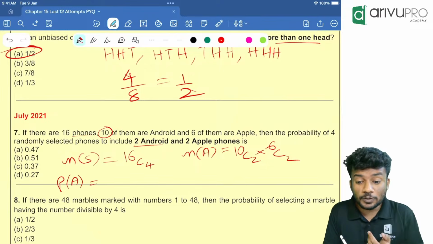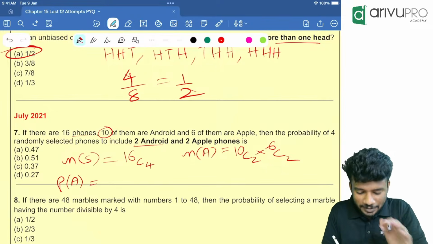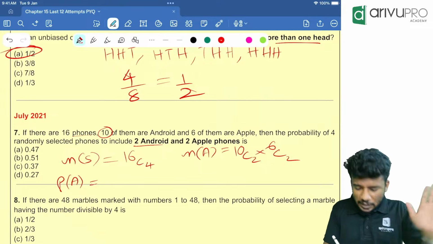If you know this basic logic, everything will be fine. In probability, this is the basic issue everyone is facing. So if you know this basic knowledge, everything will be fine.